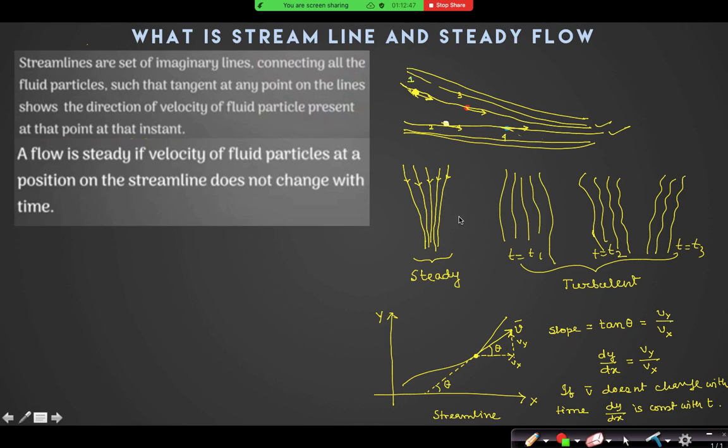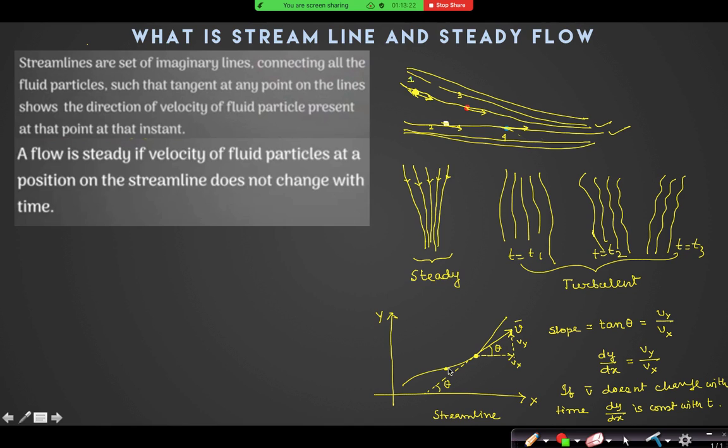No, not everywhere. Then what should be the correct statement? At a point with time, dy by dx is constant. At a particular point, dy by dx is constant. If you move to this point, will you find the same dy by dx? No. But whatever you find, that dy by dx will remain constant with time at that point. It will remain constant with respect to time, but not with respect to position.